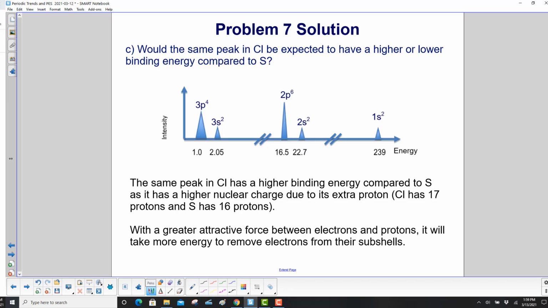Would the same peaks in chlorine be expected to have a higher or lower binding energy compared to sulfur? Well, the same peak in chlorine, whether it's the 2p6 or the 2s2, will have a higher binding energy compared to sulfur, as it has a higher nuclear charge due to its extra proton. Chlorine has 17 protons and sulfur has 16. With a greater attractive force between electrons and protons, it will take more energy to remove electrons from their subshells.